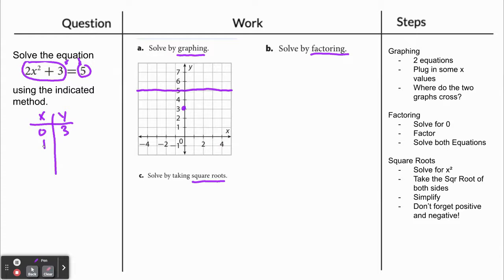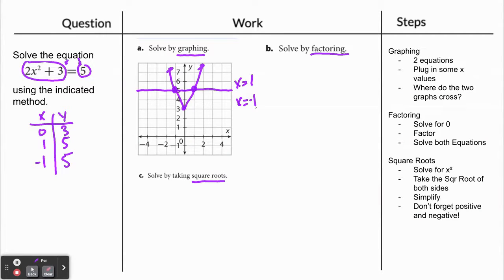X is 1. 1 times 1 is 1. Times 2 is 2. Plus 3 is 5. If I plug in -1, squared is 1. Times 2 is 2. Plus 3 is 5. And so what we see there already is we cross here when x is equal to 1 and when x is equal to -1.